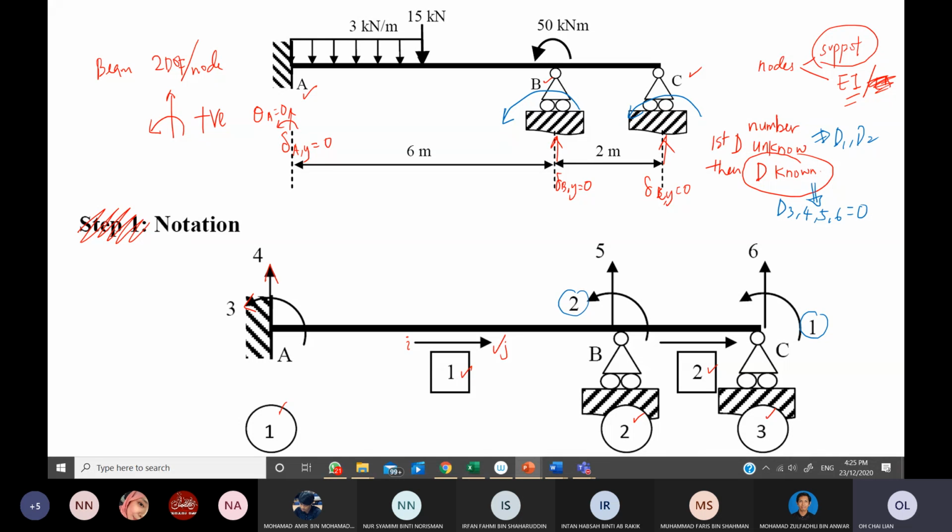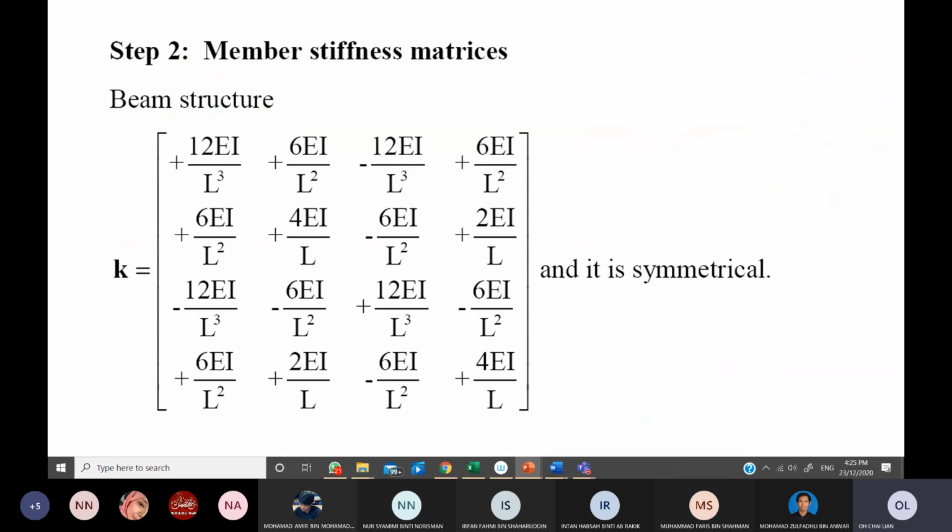So any question from you? Okay, I will move to the member stiffness matrix. For the member stiffness matrix, you will follow this template. I have circled it for you. You are going to determine the 12 EI over L cubed, 6 EI over L squared, 4 EI over L, and 2 EI over L. The remaining are only repetitive, and it is stated here, symmetrical.